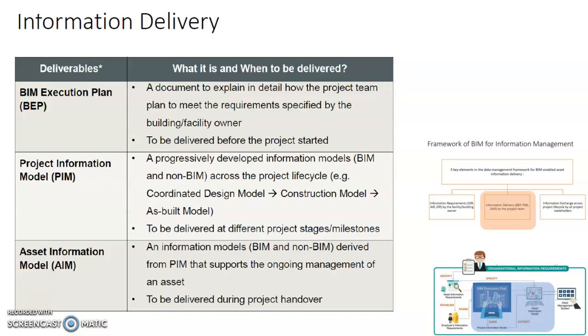And it can include BIM or non-BIM related information. BIM related information typically will be geometric information. Non-BIM basically is non-geometric information, across the project life cycle. It could start as early as the project feasibility stage, or along the way you will progress down to the coordinated design model, then after that the construction model, and finally becomes the as-built model.